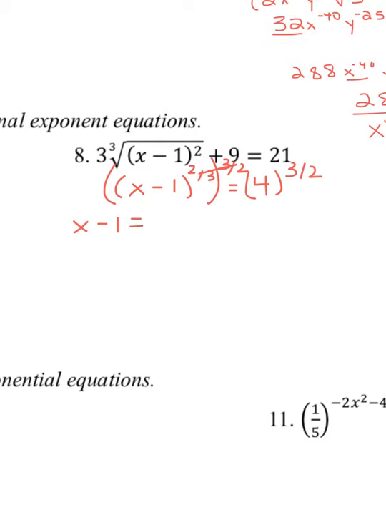Because on the right side, I'm raising 4 to the 3/2, I'm really doing the square root of 4, which would give me a plus and minus because my denominator is even. I'm doing an even root. So the square root of 4 cubed would give me 8. So I have x minus 1 equals 8, and x minus 1 equals negative 8. This side gives me x equals 9. This side gives me negative 7. 9 and negative 7, you plug them both back in, and they both do in fact work out.